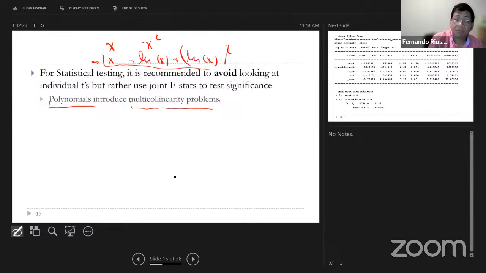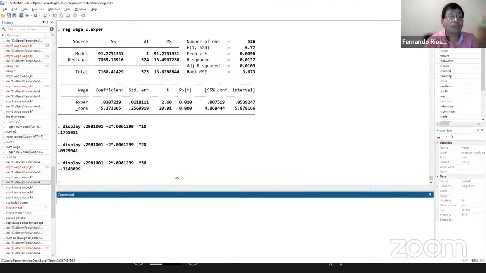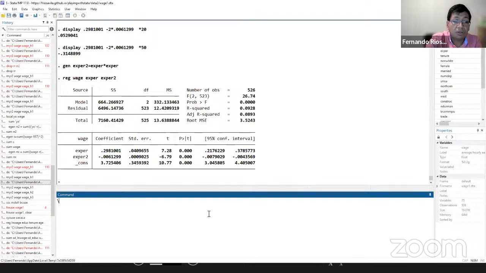And I'm not sure if you remember, for example, and let me go with the model over here. So let me create the experience square manually. And then regress wages, experience, and experience square.